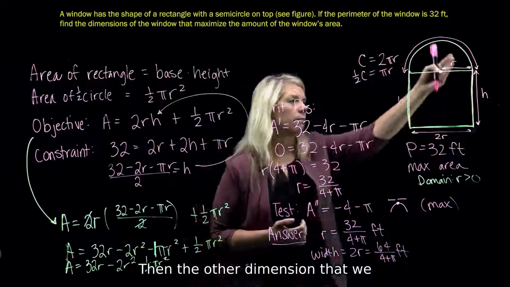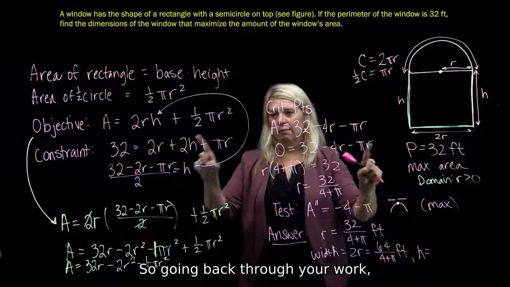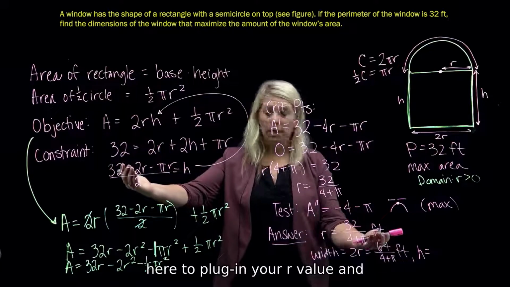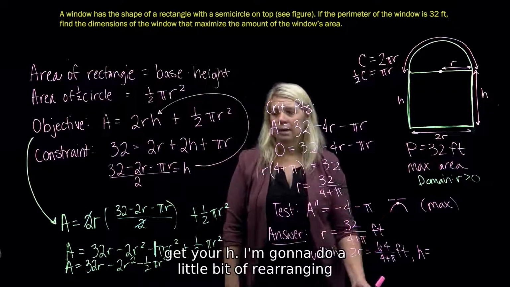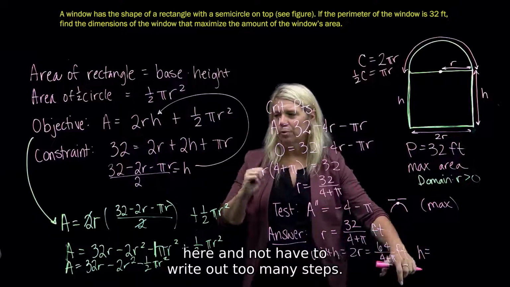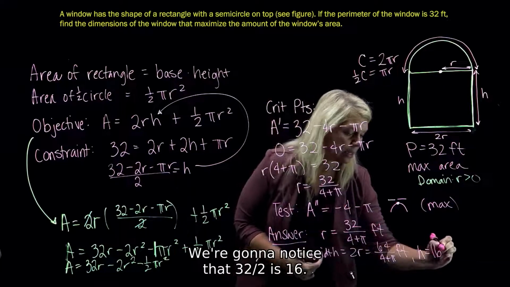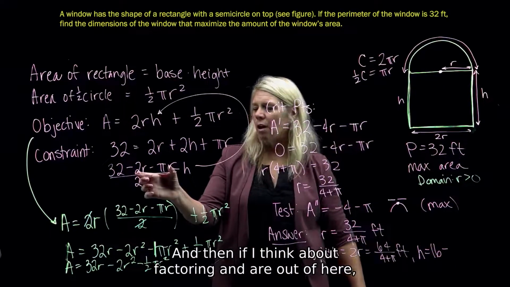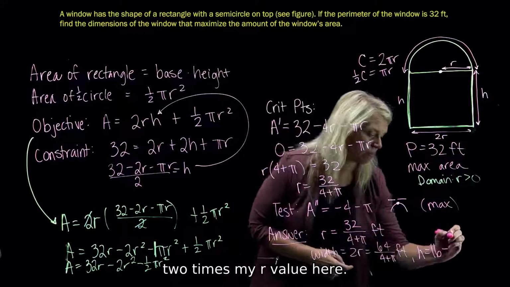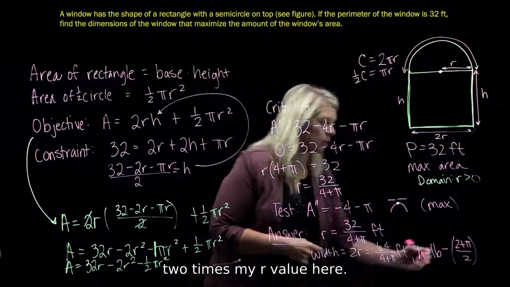And then the other dimension that we would want here is the height. So going back through your work, if your work is organized, you should be able to figure out how to use H here to plug in your R value and get your H. I'm going to do a little bit of rearranging for that just to make it a little cleaner here and not have to write out too many steps. I'm going to notice that 32 divided by 2 is 16. And then if I think about factoring an R out of here, I would have minus 2 plus pi over 2 times my R value here.